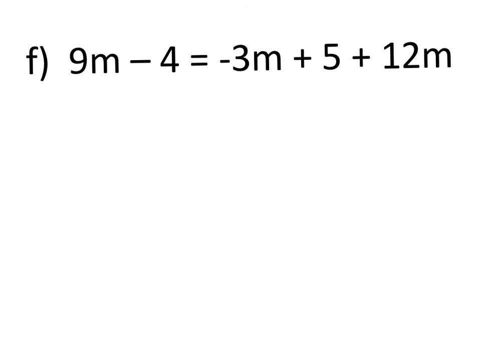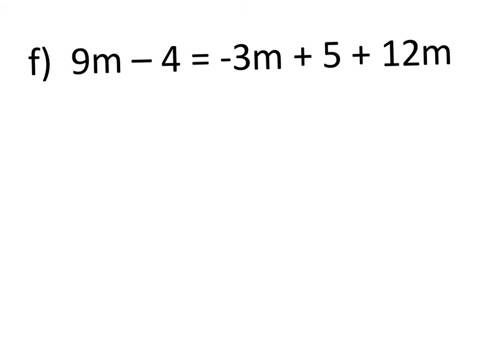On this one, again, look on either side. We don't have to distribute. Then step 2, combine like terms. In this case, I've got a negative 3m and a 12m. I'm going to put them together. Negative 3m and 12m is 9m plus 5. Over here, I have 9m minus 4. I'm going to subtract 9m from both sides.